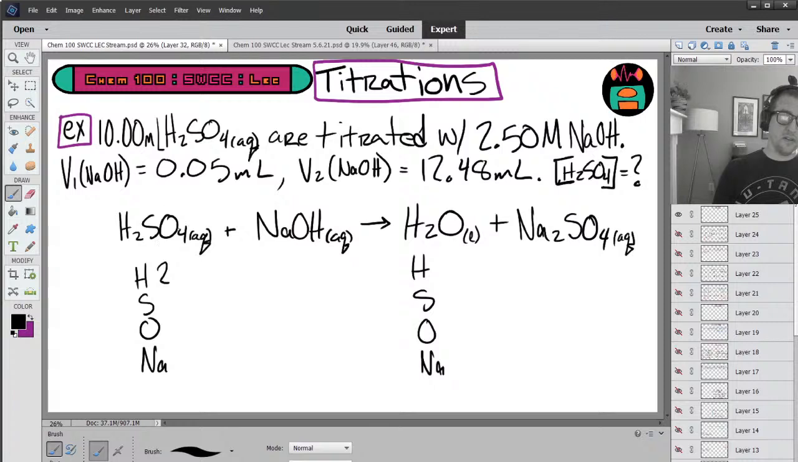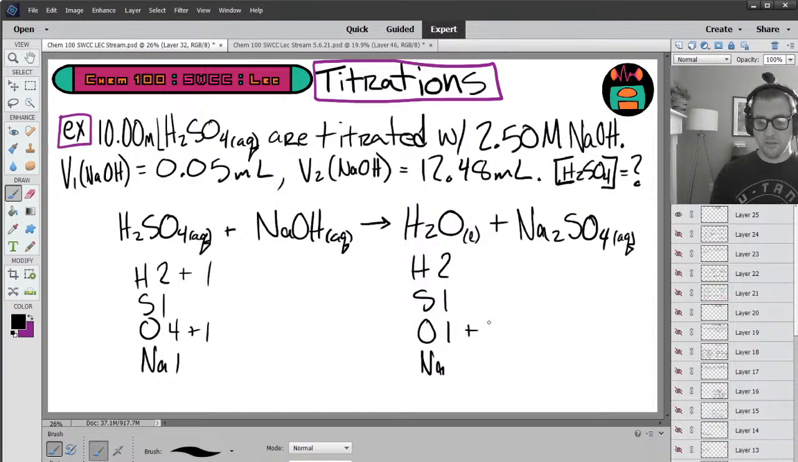We have 2 hydrogen from sulfuric acid, 1 from sodium hydroxide, 1 sulfur, 4 oxygen from sulfuric acid, 1 from sodium hydroxide, and 1 sodium ion. We have 2 hydrogen, 1 sulfur, 1 oxygen from water, plus 4 from sulfate. Then we have 2.